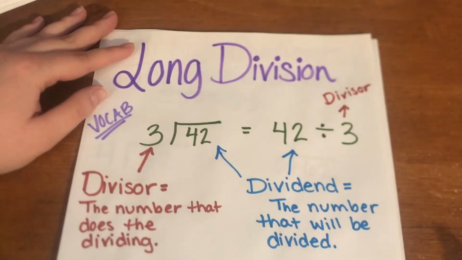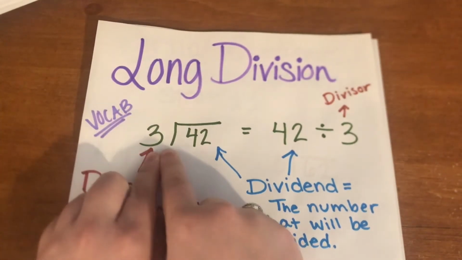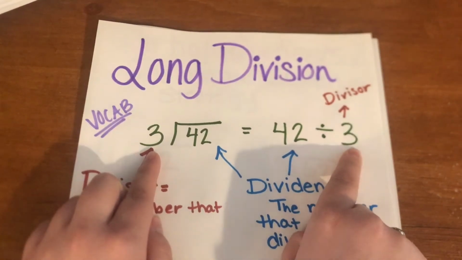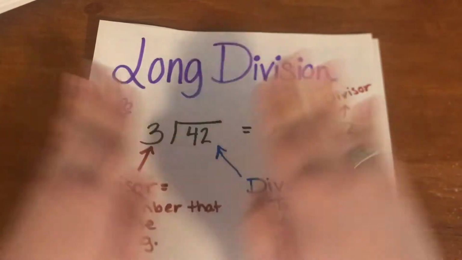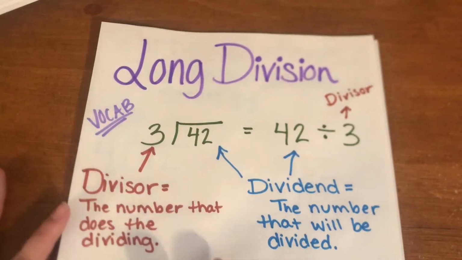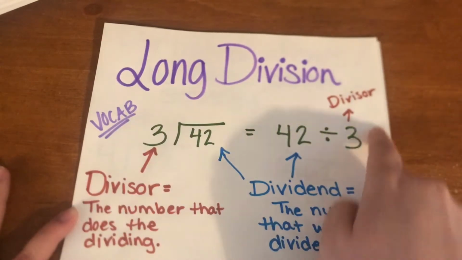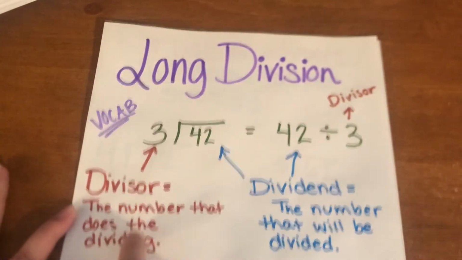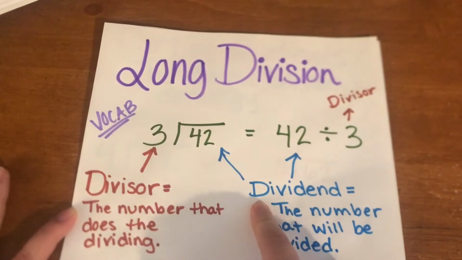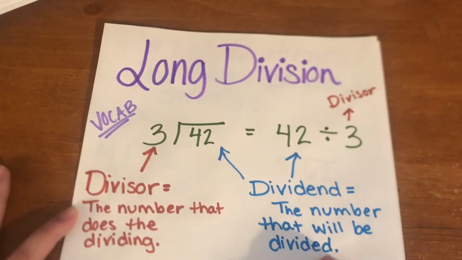So when we are looking at a division problem like 3 divided by 42, which might be written this way, or might be written this way, 42 divided by 3, here are what these different parts of the division problem are. So first we have the divisor. So in this case that would be the 3. The divisor is the number that does the dividing. The dividend would be 42 in this example, and that's the number that will be divided.